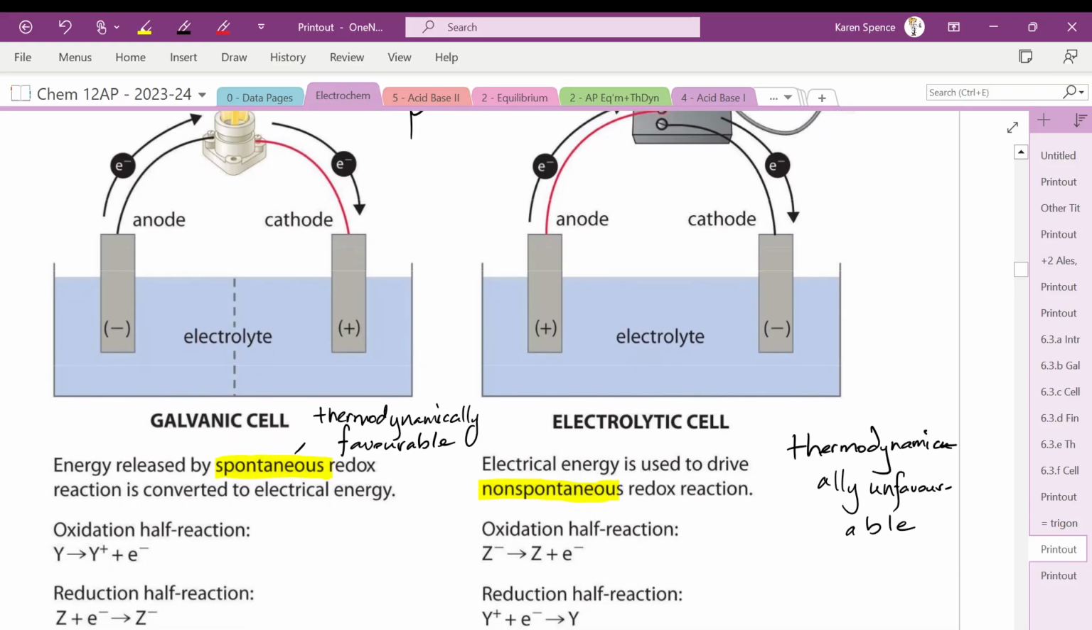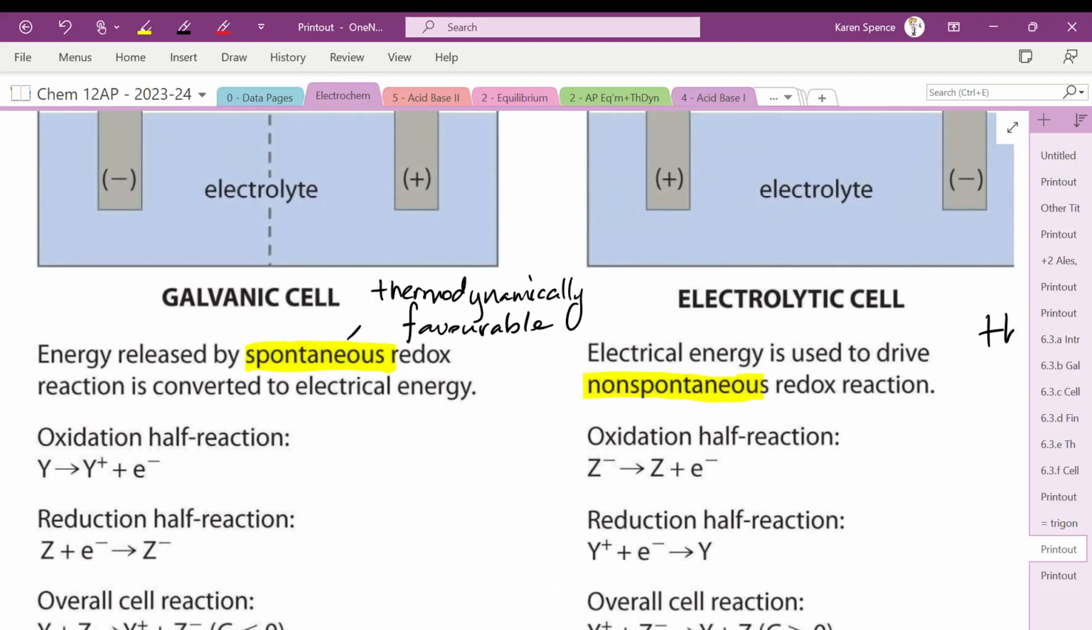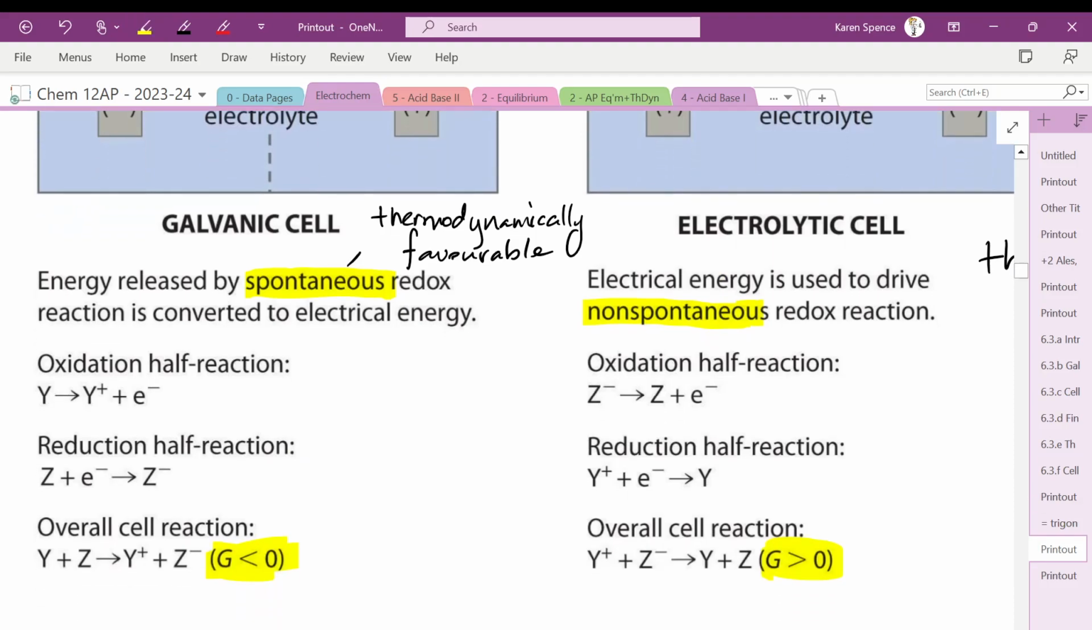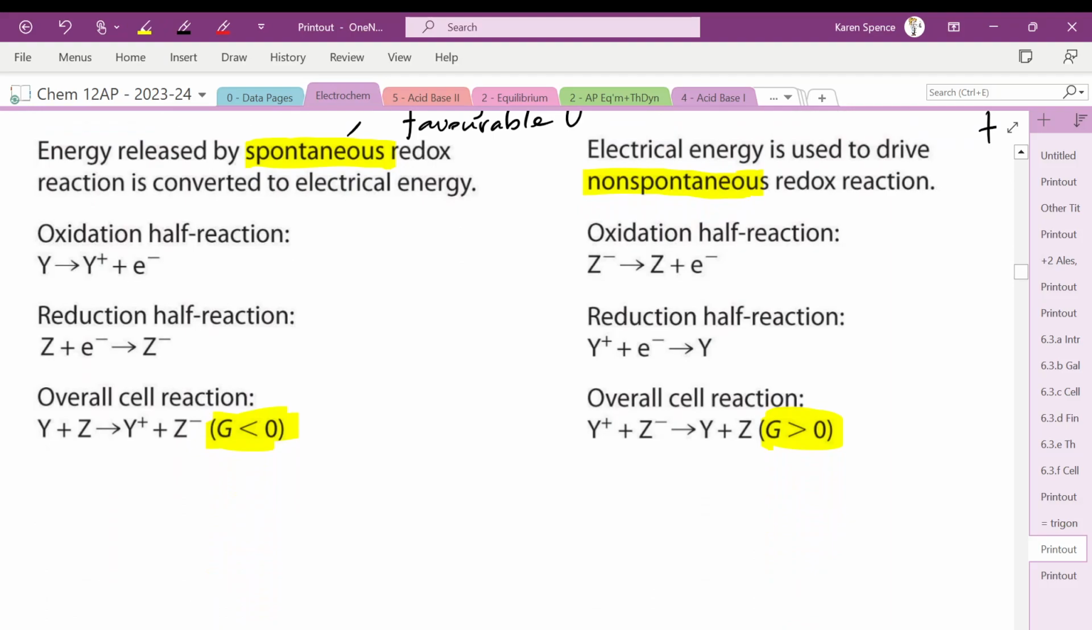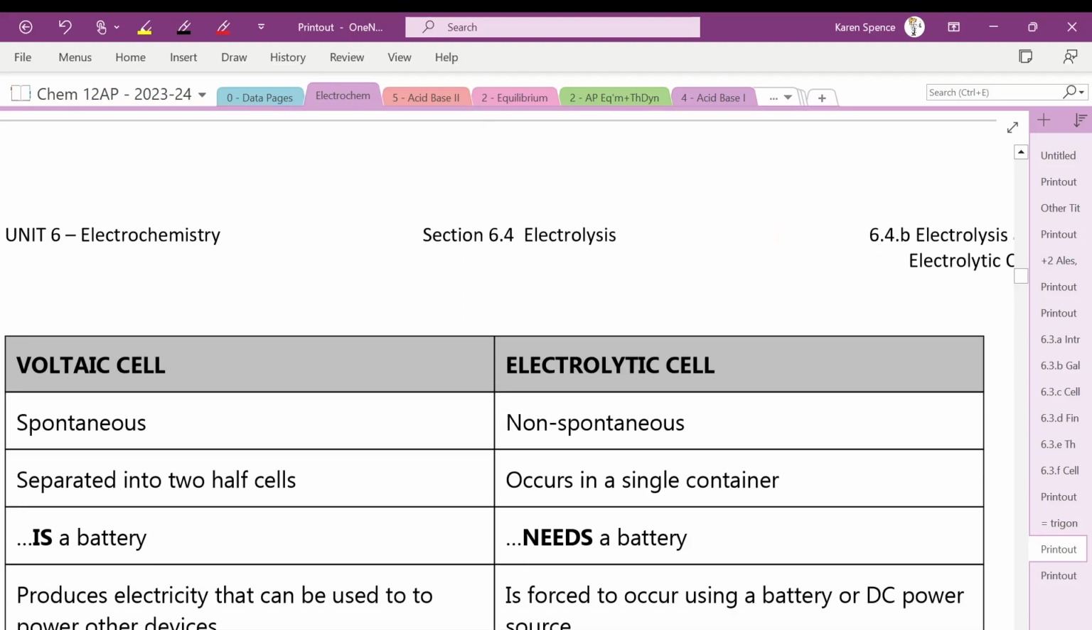And you can see that the actual half reactions, the oxidation and the reduction, are switched. Okay? Because if one of them is spontaneous, the other one is going to be non-spontaneous. And if it is spontaneous, what can you say about delta G? Delta G is negative, so delta G is less than 0. And for an electrolytic cell, it is greater than 0. So that's the overall summary between the two of those.